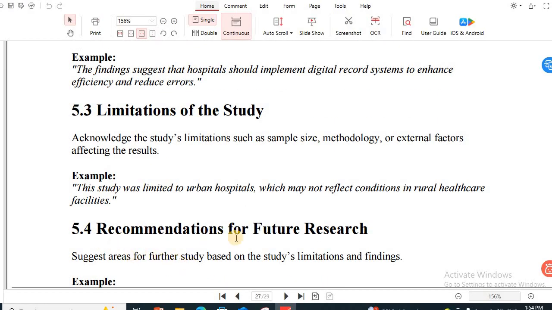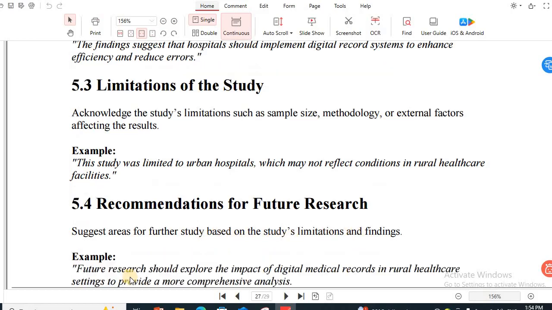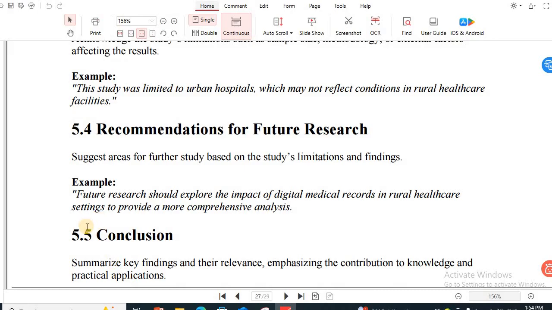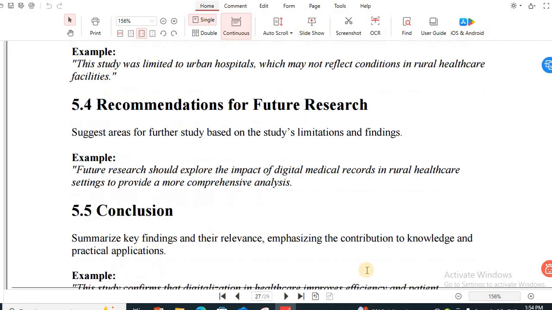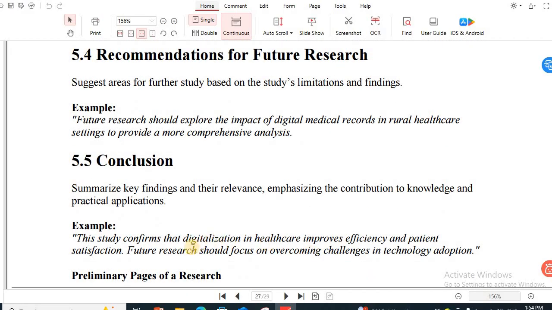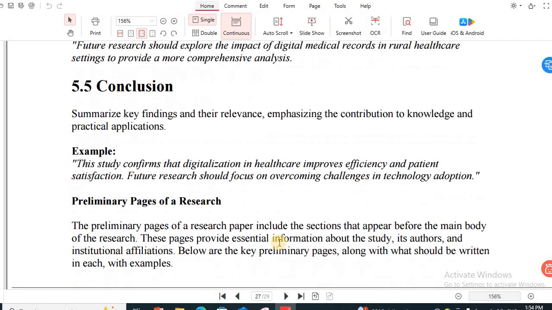5.4, Recommendations for future research. Suggest areas for further studies based on the study's limitations and findings, and here is an example of that. Conclusion. 5.5, Summarize key findings and their relevance, emphasizing contribution to academic knowledge and practical applications, and this is an example of that.